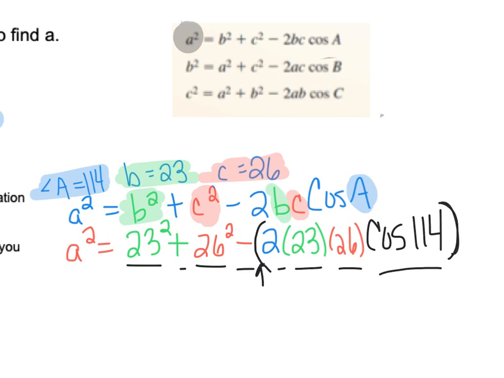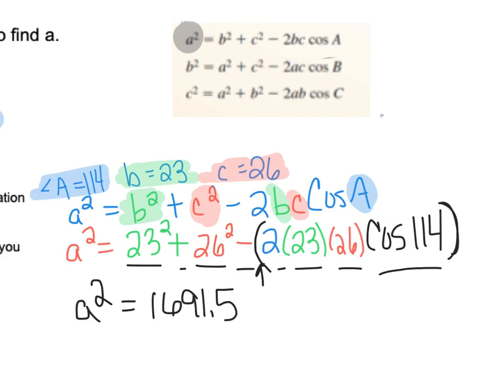Close that parentheses, hit enter, and if you do it correctly, and again, put it into your calculator and practice it, because if you don't, you're not going to know if you're doing it correctly. If you do it correctly, you should get a squared equals 1,691.5.